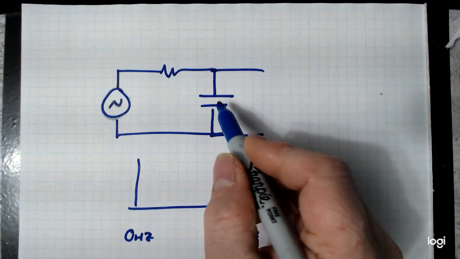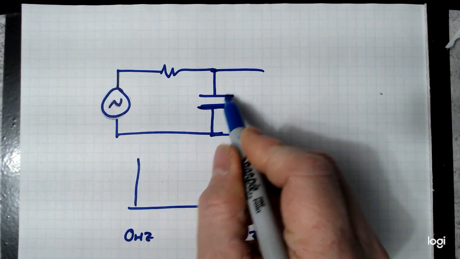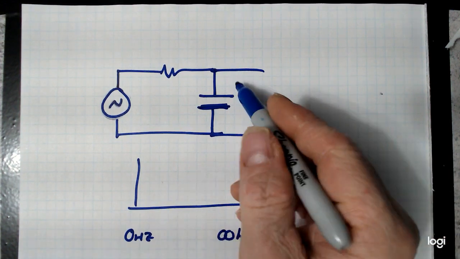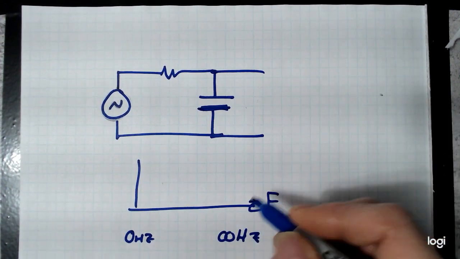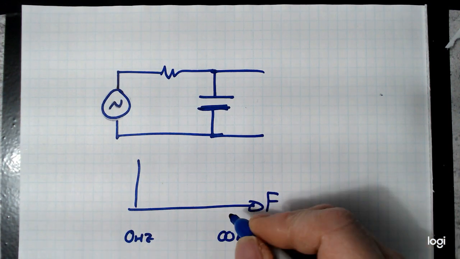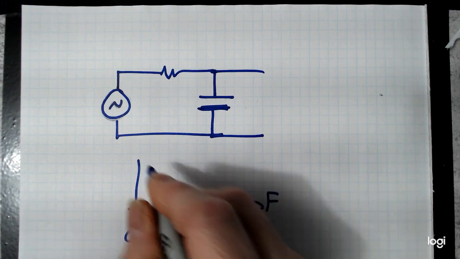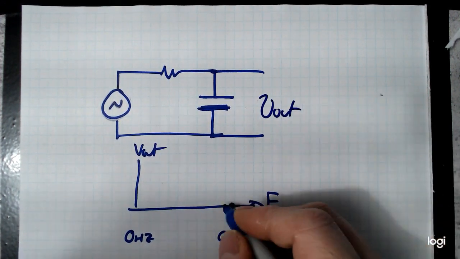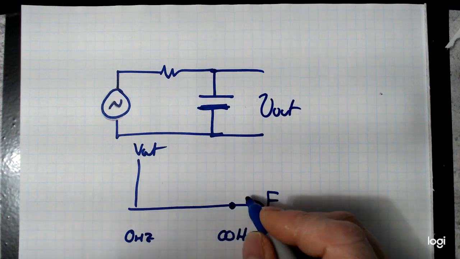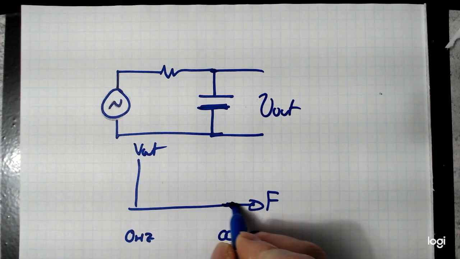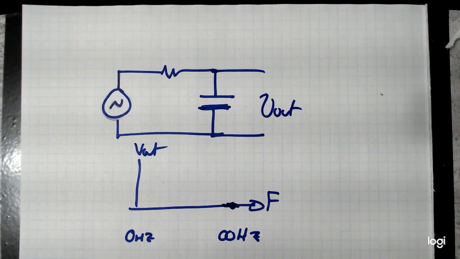Down at the high frequency, we know the capacitor is 0 ohms. So at a high frequency this capacitor is going to short out. Over here at infinite hertz, or someplace close to it, if this is the output of this circuit, at some point we're going to get nothing out of it.